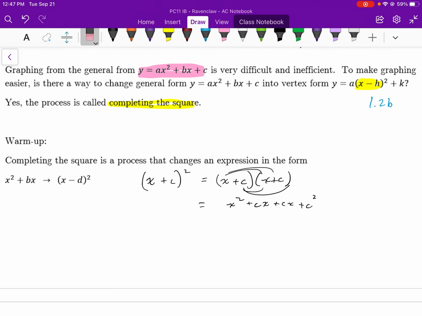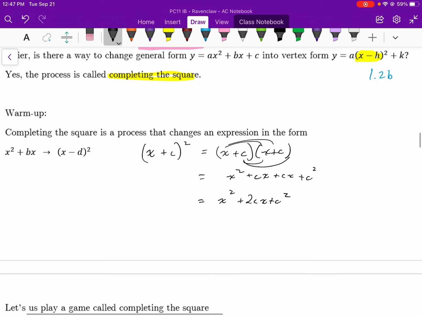I'll get rid of an extra bracket that I didn't mean to have. And if I continue, I get x squared plus 2cx plus c squared. In other words, to create a perfect squared factor, that is x plus c squared, I need to have a trinomial that is in the form of x squared plus 2cx plus c squared.